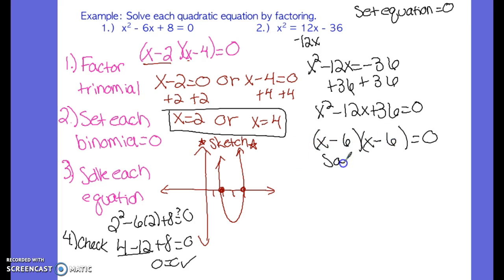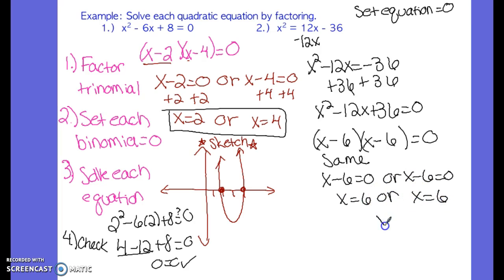Because they are the same, how many equations do you actually have? You could have x minus 6 equals 0 or x minus 6 equals 0. But at the end of the day, when you add 6 to both sides, there's only really one answer, x equals 6.